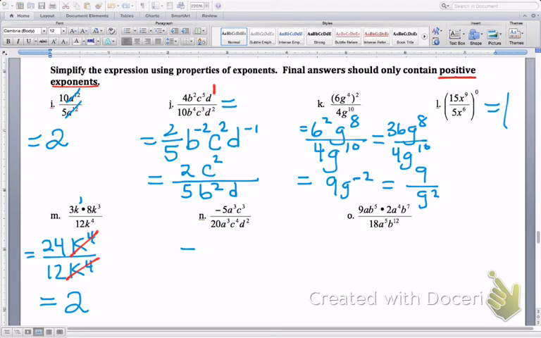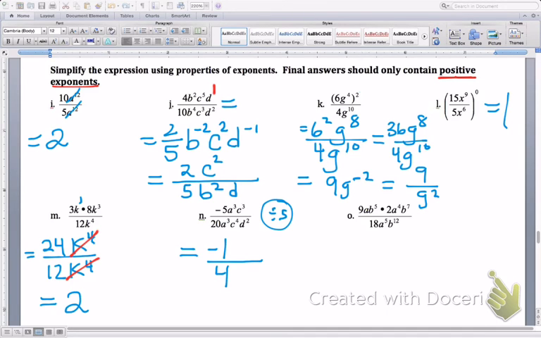So here we can just start reducing. We can divide these by 5. So we're going to divide by 5, we get a negative 1. So I'm just going to put negative 1. Again, you don't actually need the 1. In the denominator, we have 20 divided by 5 is 4.